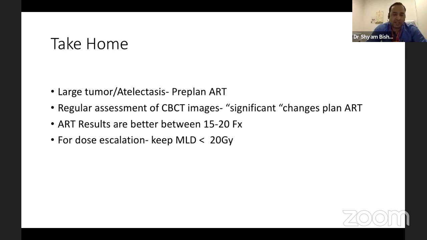For dose escalation, if you are attempting it with adaptive radiotherapy, try to keep the mean lung dose less than 20 gray. That is the isotoxic approach. So this is all I have to say.